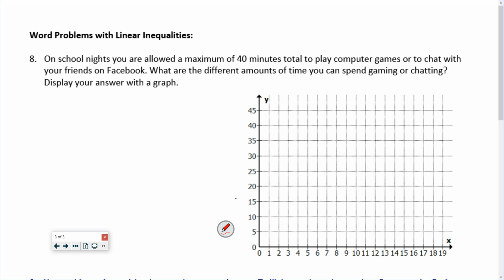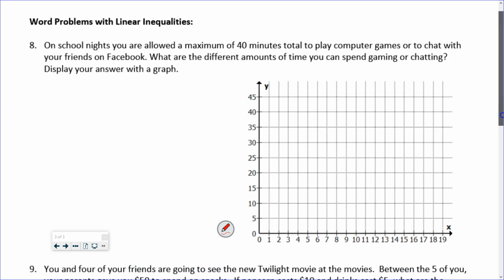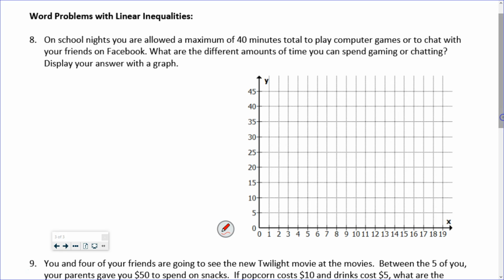On school nights, you were allowed a maximum of 40 minutes total to play on computer games or to chat with your friends on Facebook. I know. That's why I said I dated myself with this question. What are the different amounts of time you can spend gaming or chatting?